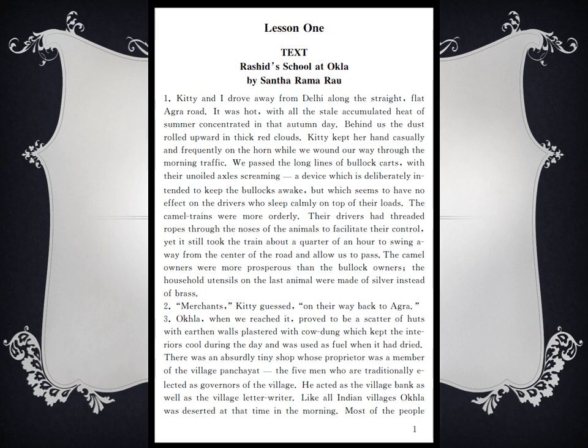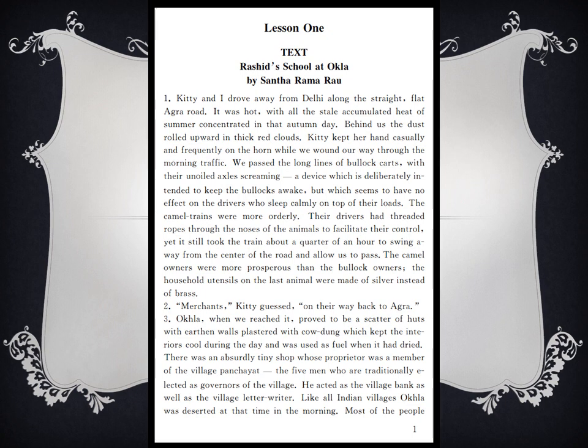Okhla, when we reached it, proved to be a scatter of huts with earthen walls plastered with cow dung, which kept the interiors cool during the day. Now they reached Okhla, and there were so many huts there. Means it's a type of village. Okhla was just seeming like a village, and scattered means spread.